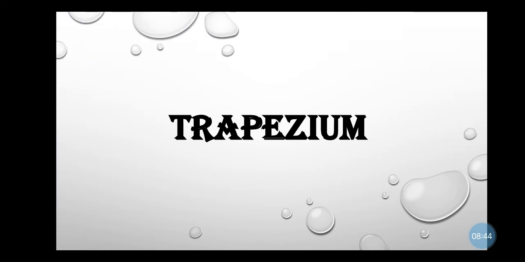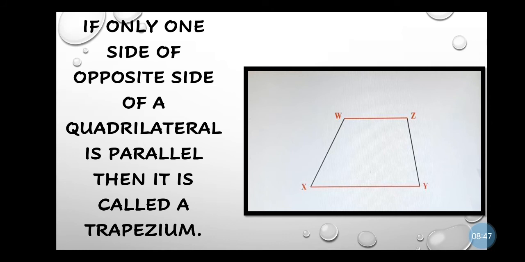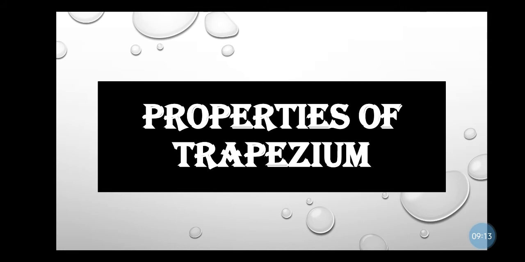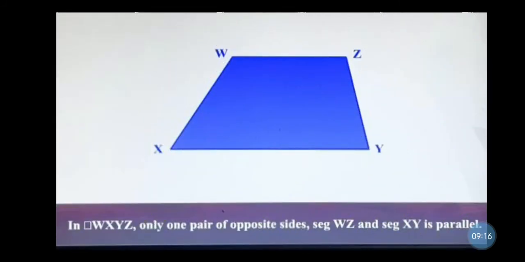The next type of quadrilateral is the trapezium. If only one pair of opposite sides of a quadrilateral is parallel, then it is called a trapezium. The name of this quadrilateral is quadrilateral WXYZ, that is a trapezium. Here WZ is parallel to XY. Properties of trapezium. In quadrilateral WXYZ, only one pair of opposite sides, that is WZ and XY, is parallel.